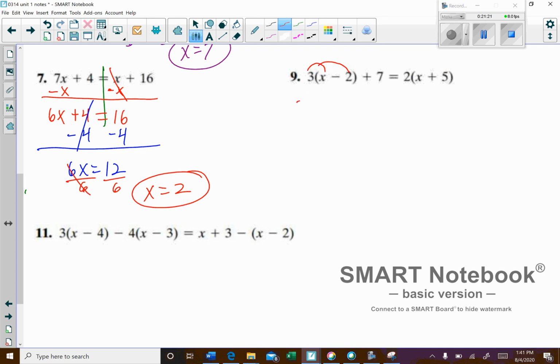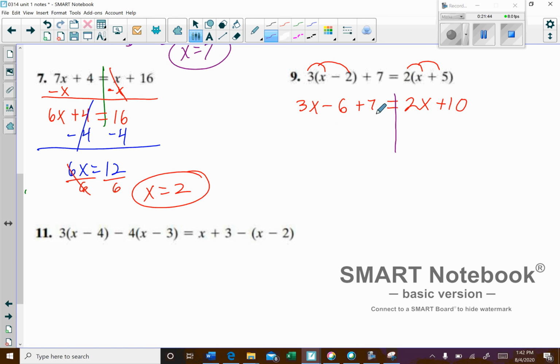So 3 times x, that'll be 3x. 3 times this -2 will turn it to a -6. Then I have that plus 7 right there, and then it equals, and then I have it again. So this time I'm going to double both of these. So this will become a 2x plus 10. Okay. And then if you want to, I like to draw that line to kind of separate.